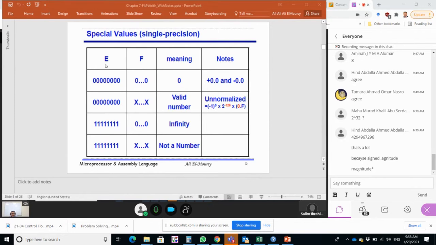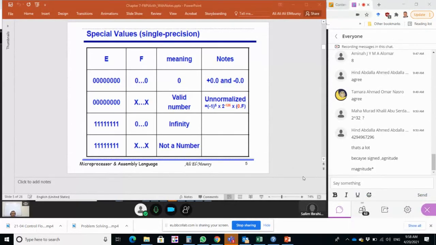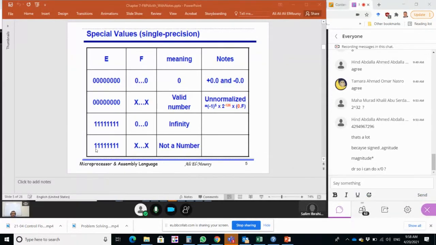If the exponent is all ones, no matter what the value of the fractional mantissa is, those are not numbers. You cannot interpret any of those combinations. By the way, those are a lot. How many combinations are here?